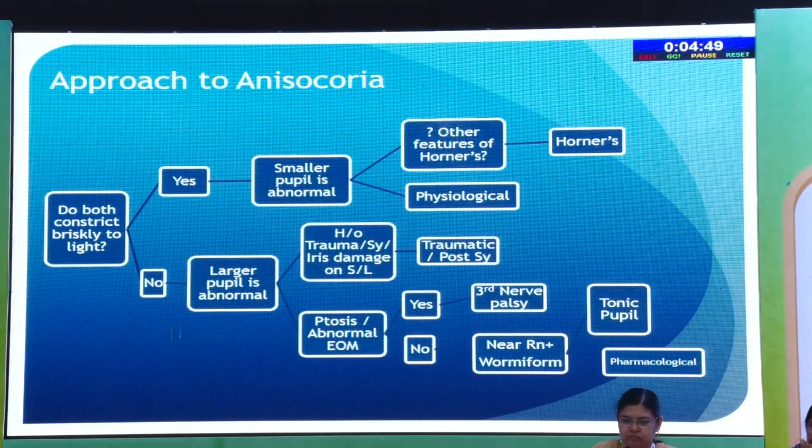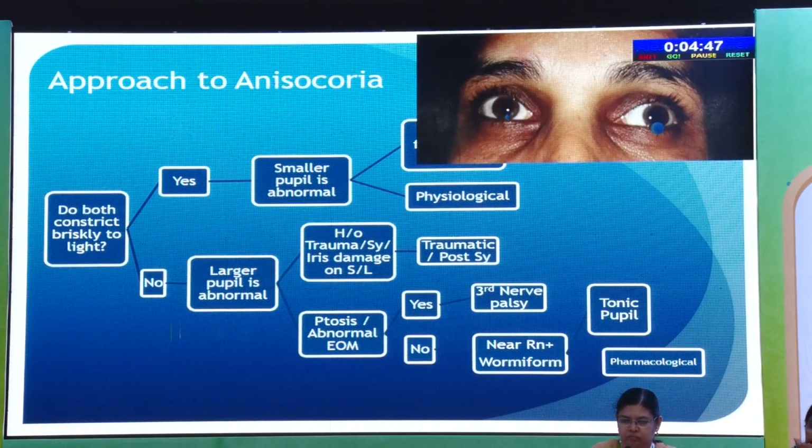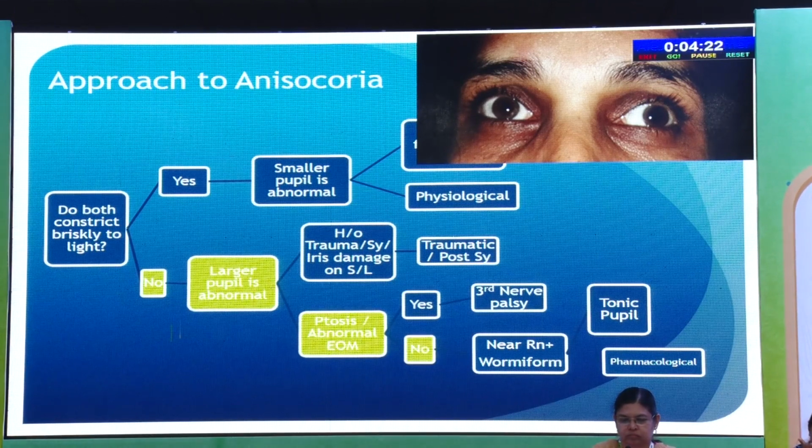But the usual approach that I use is this one. So first, let's see the reaction, and you can see if both pupils are reacting. For example, this lady, 41 years old, presented with a headache, and you can see the anisocoria, the left pupil is larger. So what I usually do is see how the reactions are. On light reaction, the larger pupil has a poor reaction, that means the larger pupil is the abnormal one. And then look for other features, any ptosis, any extraocular movement problems, no. And then examine on the slit lamp, and you can see vermiform movements. I'll show you the video in a minute.